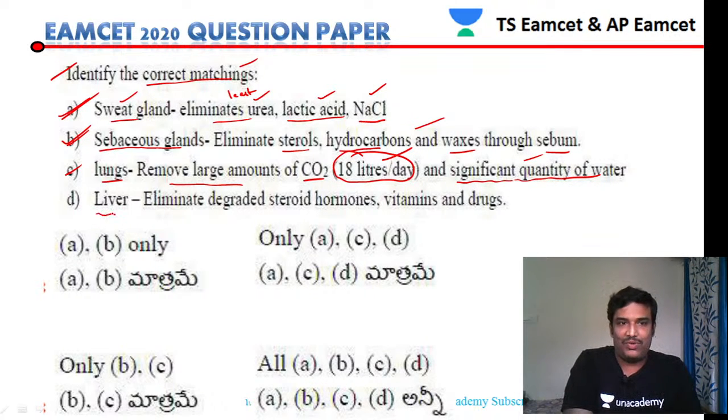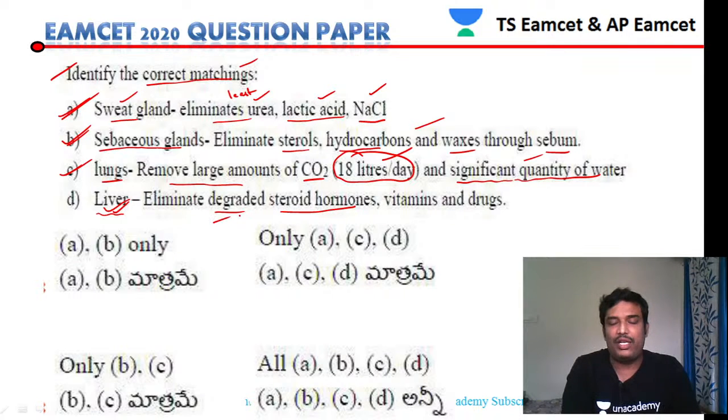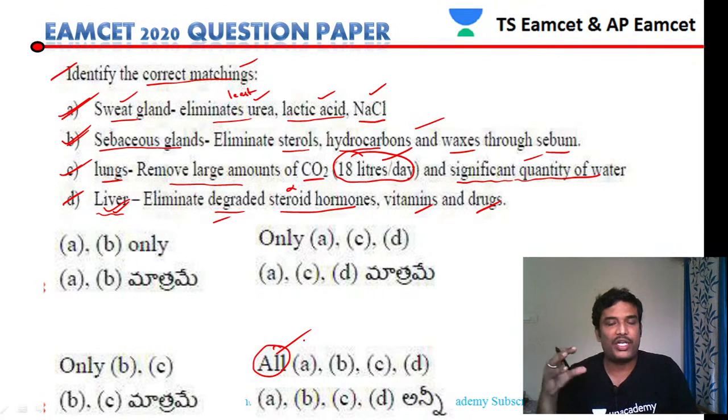Next, in the liver, what happens? Option C is also true. The liver eliminates steroid waste, no doubt about it. The liver's main purpose is that it also degrades steroid products, vitamins as well as drugs. So all four statements are correct, and all of these will be the answer. But the important thing to remember here is that sweat glands, sebaceous glands, lungs and liver are all accessory excretory organs.